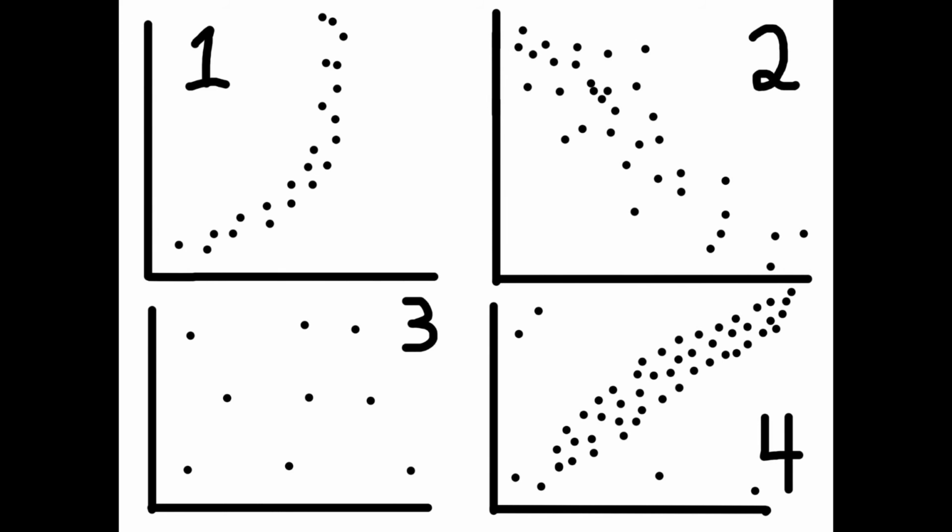Are you ready? Graph 1 has an exponential form, positive direction, and a strong strength. Graph 2 has a linear form, negative direction, and a weak strength. Graph 3 has absolutely nothing. No form, no direction, and no strength. It's completely random. Graph 4 has a linear form, a positive direction, and a strong strength with a few outliers.